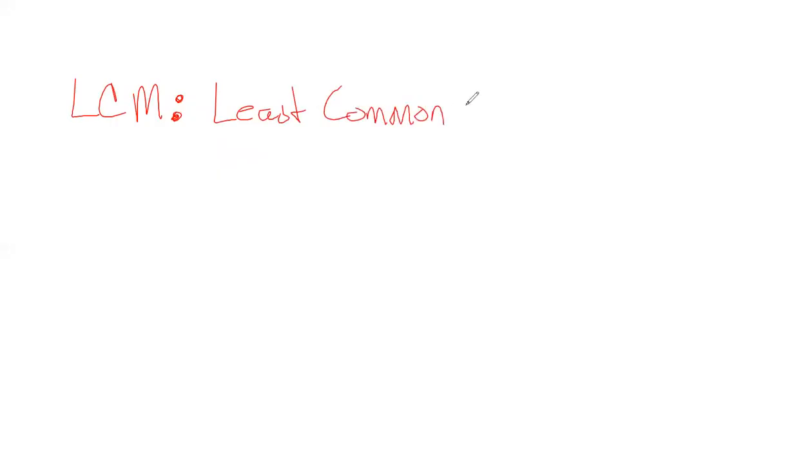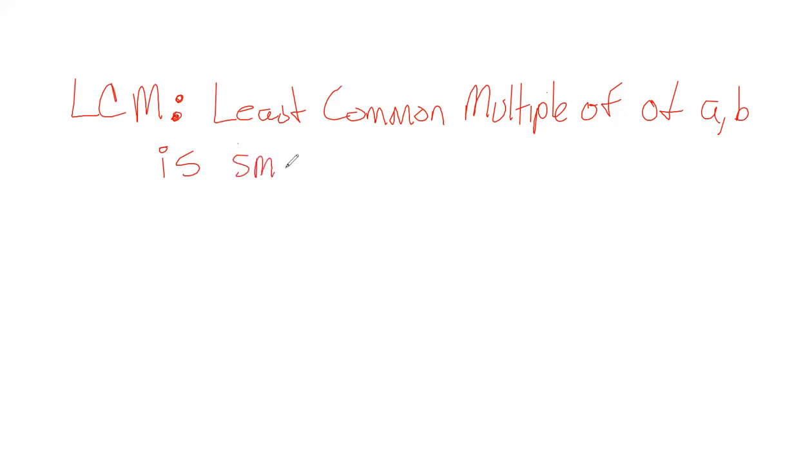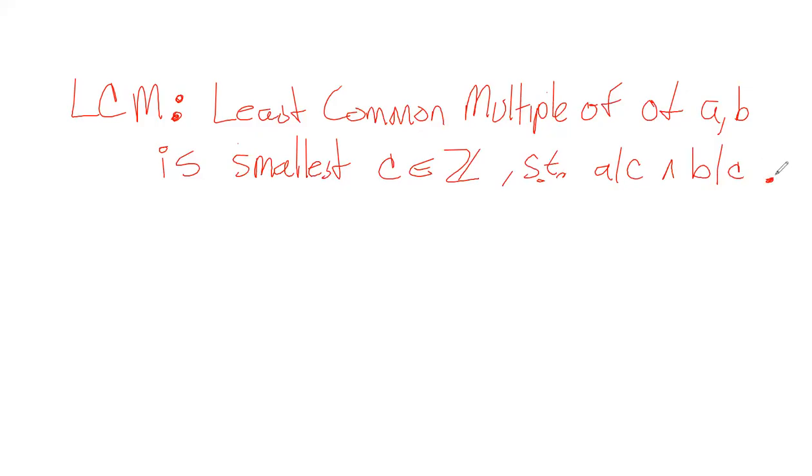All right, lastly, before we get to our integer representation, we'll do the least common multiple. LCM is the least common multiple, and again, a and b are integers. It's the least common multiple of integers a and b, the smallest integer c such that both a and b divide c. That is, a divides c and b divides c.